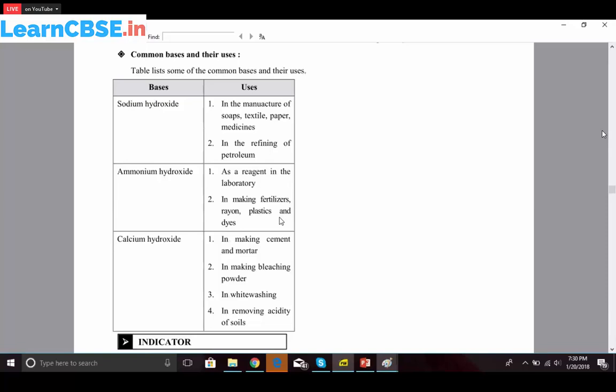Calcium hydroxide is used in making cement and mortar, and also in making bleaching powder, in whitewashing, and to remove the acidity of soils. Okay, what is the acidity of soils? How does the soil become more acidic? When acid rain comes from the atmosphere, it contains basically HNO3 as well as H2SO4. It will affect the growth of the plants. To neutralize that, we use calcium hydroxide.